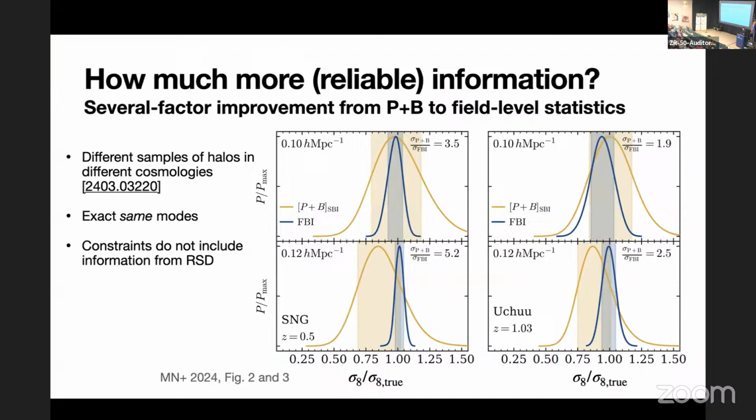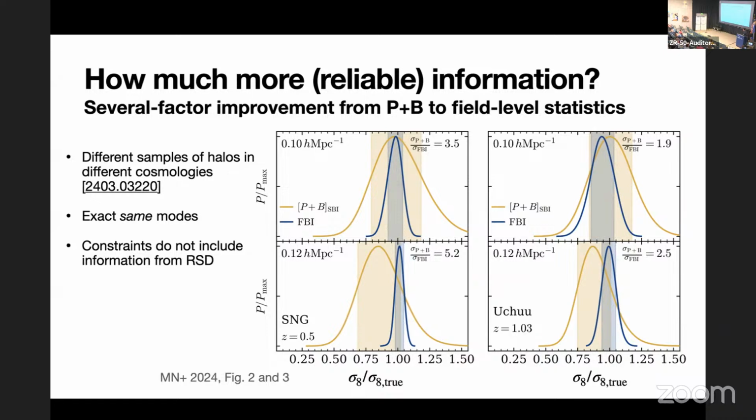Let me just show you upfront what we can gain by analyzing the data this way. In this paper with Fabian and Beatrice, we show that there is in fact a several-fold improvement if you go from power spectrum plus bispectrum to field level statistics. Before I go into the details of the results, I just want to quickly highlight that this is an apples-to-apples comparison where we make sure that we use the exact same Fourier modes for both statistics. And there's no redshift-space distortion information in this comparison. That will be a separate study.